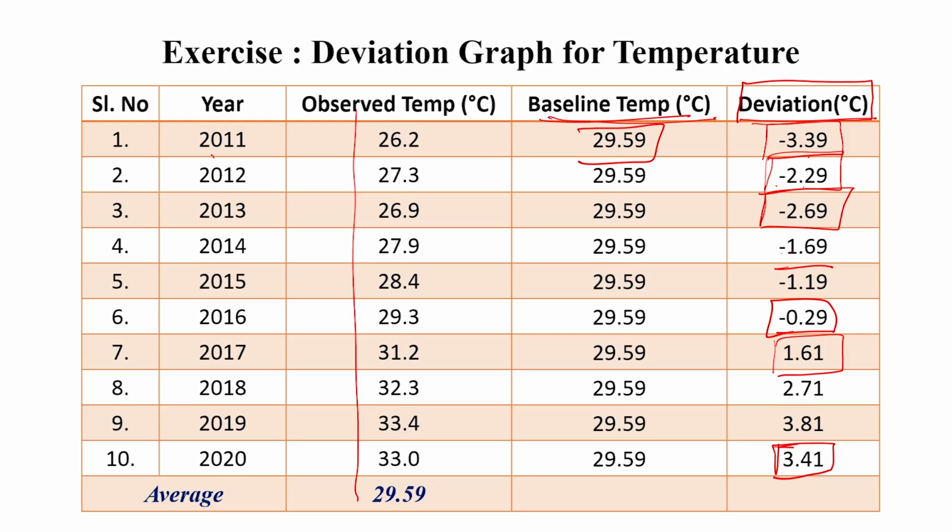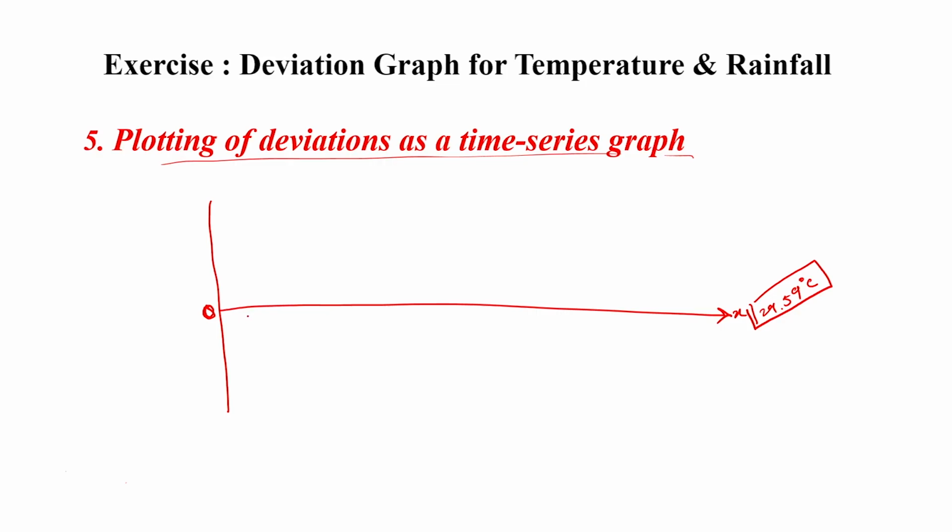Now we have to plot all the changes. In 2011 the change was minus 3.39. So I will plot 2011, 2012, 2013, 2014, 2015. We will plot each year and try to find out the change trend in the temperature: 2017, 2018, 2019 and 2020.